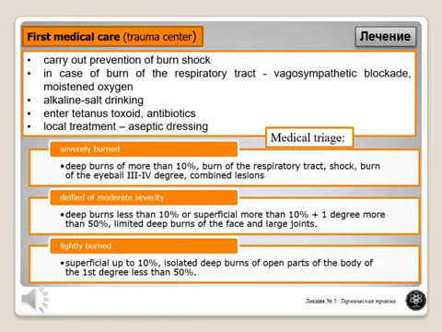So, medical triage involves severely burned people. These are deep burns of more than 10%, burns of the respiratory tract, burns accompanied by burn shock, burns of the eyeballs of the 3rd or 4th degree, that is, various combined lesions. In this case, these are severely burned people and they will definitely have to be treated in those combustiological burn centers. They will have skin grafts and complex operations.